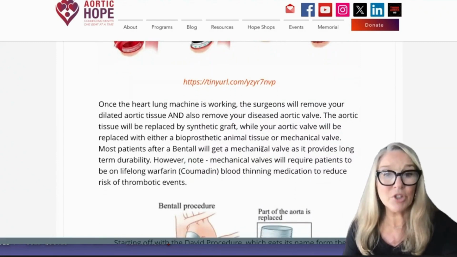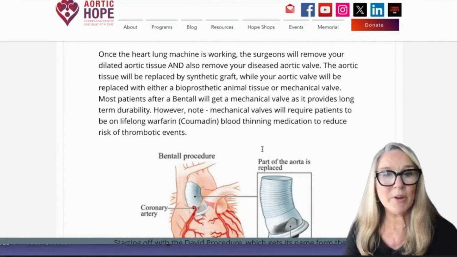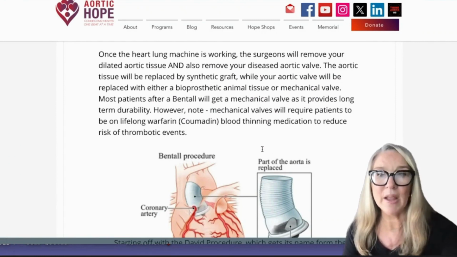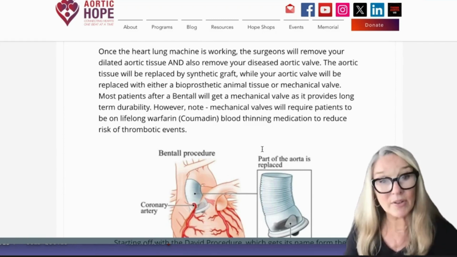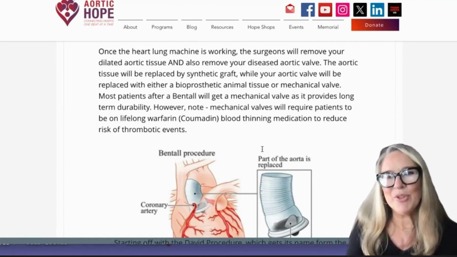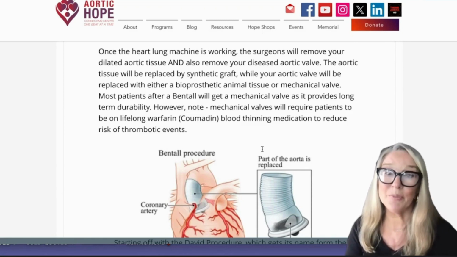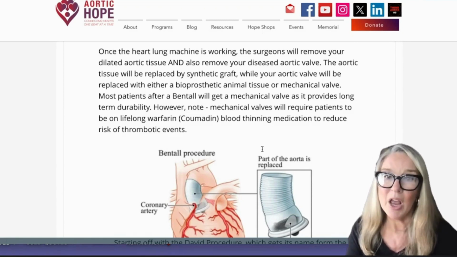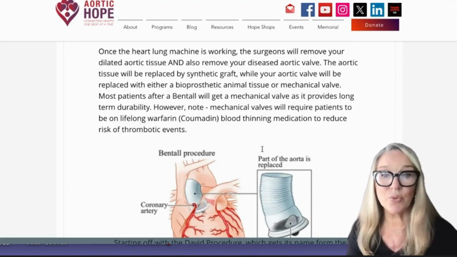Once the heart-lung machine is working, the surgeons will remove your dilated aortic tissue and also remove your diseased aortic valve. The aortic tissue will be replaced by a synthetic graft, while your aortic valve will be replaced with either a bioprosthetic animal tissue valve or a mechanical valve. Most patients after a Bentall will get a mechanical valve as it provides long-term durability. However, note, mechanical valves will require patients to be on lifelong warfarin or Coumadin blood-thinning medication to reduce the risk of thrombotic events.